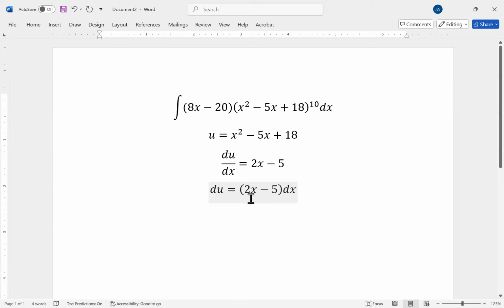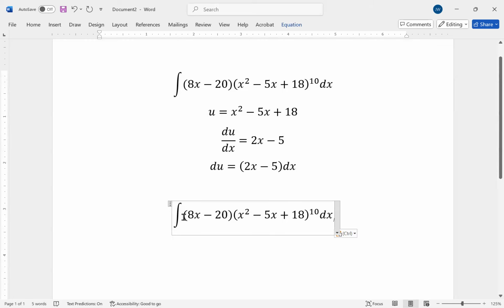Now, I don't necessarily have a 2x minus 5 in my original integration, but you'll notice that 8x minus 20, if I factor out a 4 from that, I'll get a 2x minus 5. So in this case, what I can do is factor out a 4, and I'll be left with 2x minus 5 times 4.